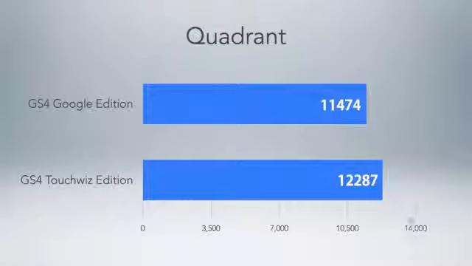Well, if you were like me, I fully expected the unlocked Play Edition phone to blow this one away. And I had to run the test actually 4 separate times to make sure what I was seeing was correct. The TouchWiz version actually beats the Google Play Edition, which is quite surprising. So the score I got on the Google Play Edition was 11,474. On the TouchWiz phone, it was 12,287.